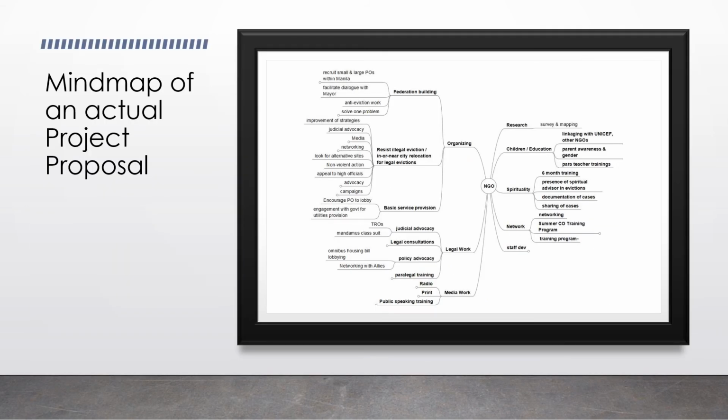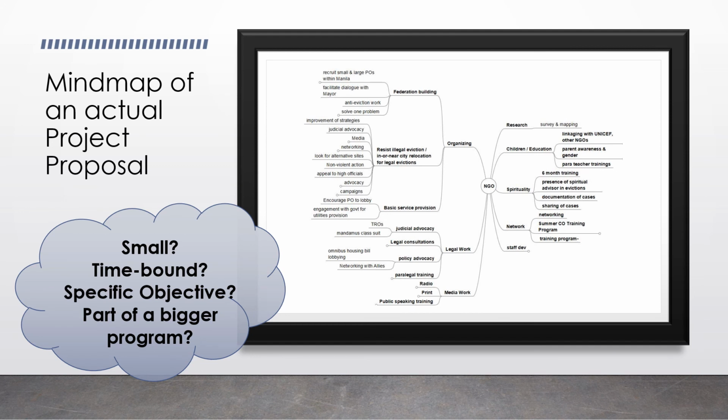Take a look at this mind map of an actual project proposal of a local NGO working with the urban poor. It has several strategies ranging from organizing, legal work, media work, research, networking, children education, etc. Each strategy has activities which for some NGOs is already its entire program, such as provision of basic services or policy advocacy on the omnibus housing bill, paralegal development. Is it small, time bound, specific objective, part of a bigger program?